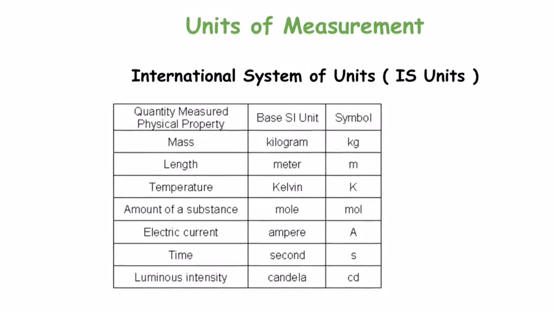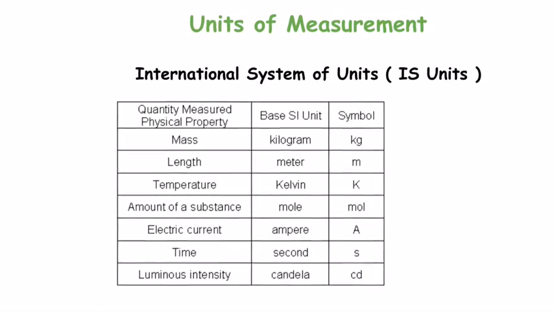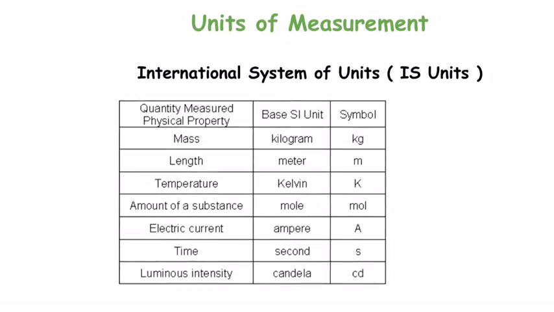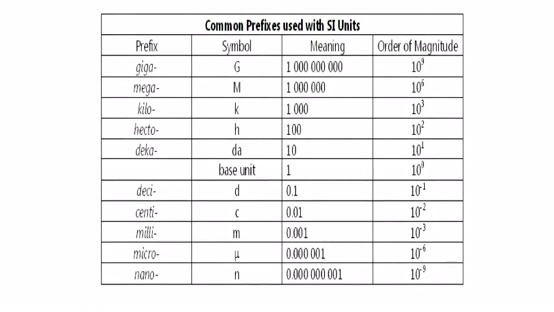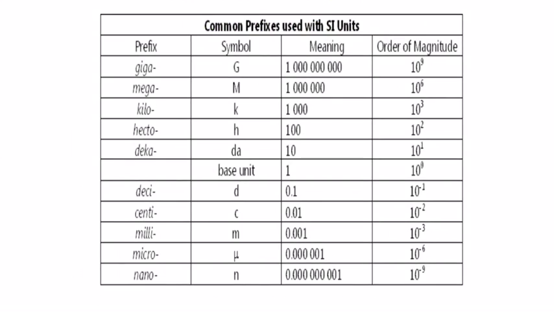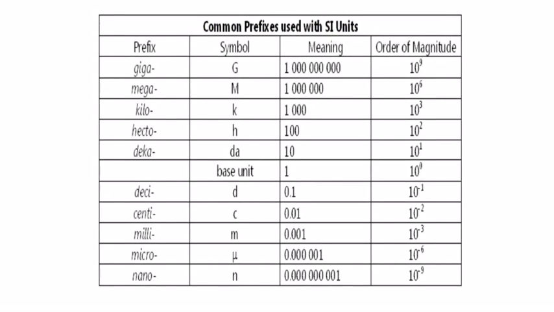And these bases are combined with prefixes that either increase or decrease the amount of the base. And I will show you that just in a bit. As I had mentioned before, this is a chart with the common prefixes used with SI units. These are actually some of the most common ones, and they are giga, mega, kilo, hecto, deca.